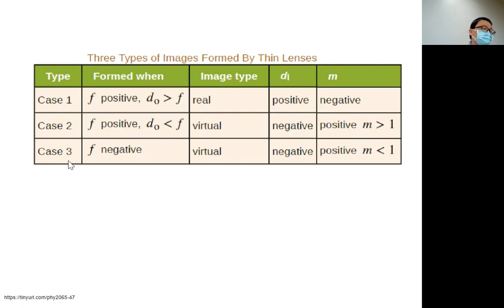The third case refers to a concave lens. It doesn't depend on where your object is; you're always going to get a virtual image. DI is negative because it's a virtual image. Magnification will be less than 1, which means your image is reduced.